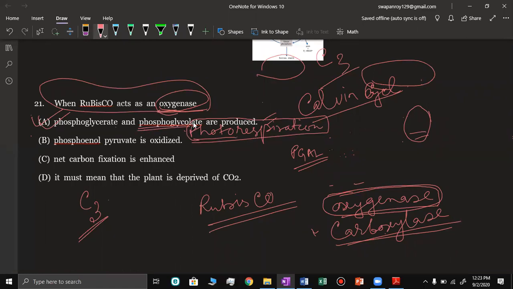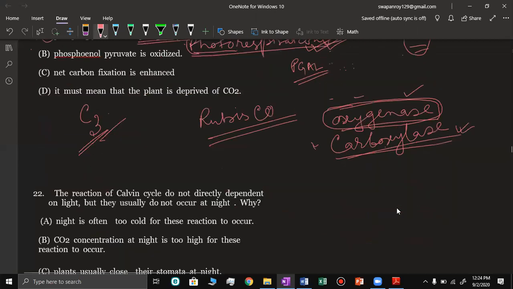This phosphoglycolic acid is the initiation of photorespiration, and when photorespiration takes place, the net productivity of photosynthesis is reduced. That is, a lesser amount of sugar or carbohydrate is produced. So photorespiration takes place in C3 plants, and this is due to the Rubisco enzyme. Rubisco has a dual nature: it can function as an oxygenase, and it can function as a carboxylase.